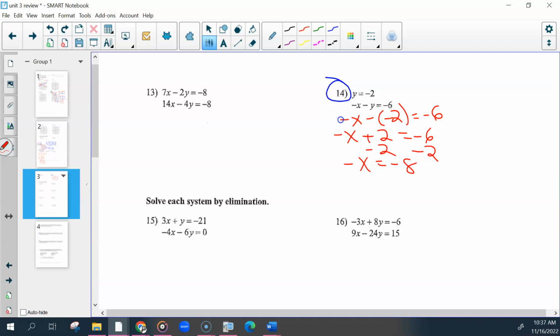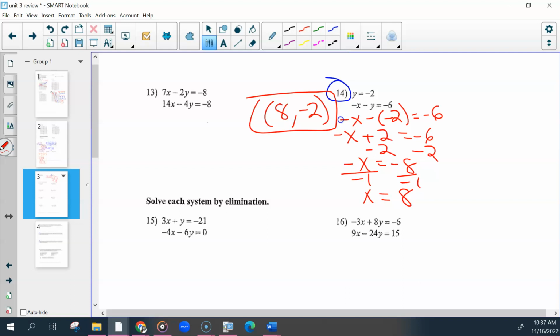When you put it in, don't forget the negative that was already there, because it'll change to a positive, but if you don't put that in, it won't change. At the end, divide by a -1. And after you have your x, you have your y already, so you can write that as an ordered pair. 8, -2. Did we have any elimination questions before we move on to the word problems?